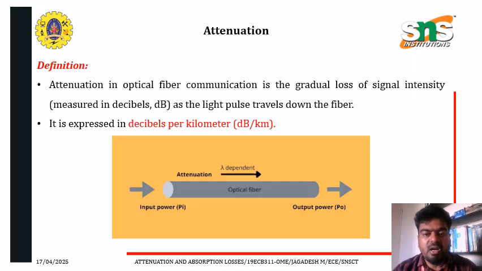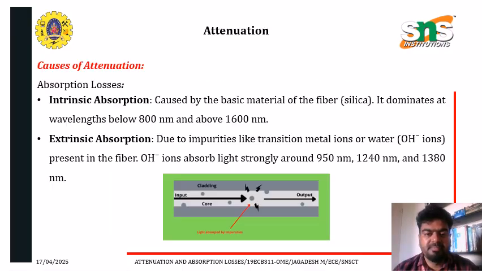And for the definition of attenuation in optical fiber communication, it is the gradual loss in signal intensity, measured in decibels, that is dB, as the light pulse travels down the fiber. It is expressed in decibels per kilometer. You can see the image where the input power is specified as Pi and the output power is represented as Po. When the light travels down the optical fiber, it experiences attenuation as the distance increases. That is what this image represents.